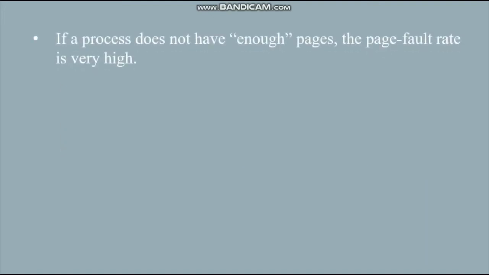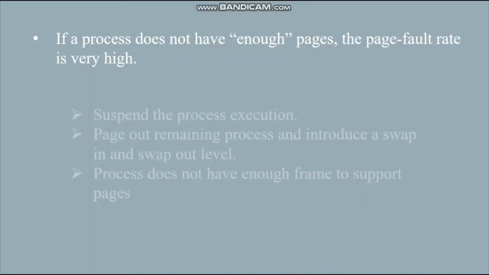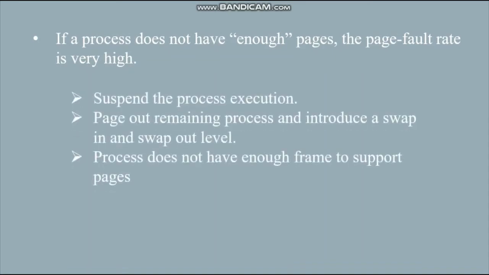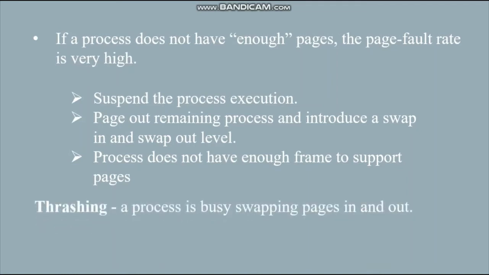Next is thrashing. If a process does not have enough pages, the page fault rate is very high. This leads to suspending the process execution, paging out the remaining pages of the process, and introducing a swap-in, swap-out level. The process does not have enough frames to support its pages. So thrashing is when a process is busy swapping pages in and out. Next is the cost of thrashing.